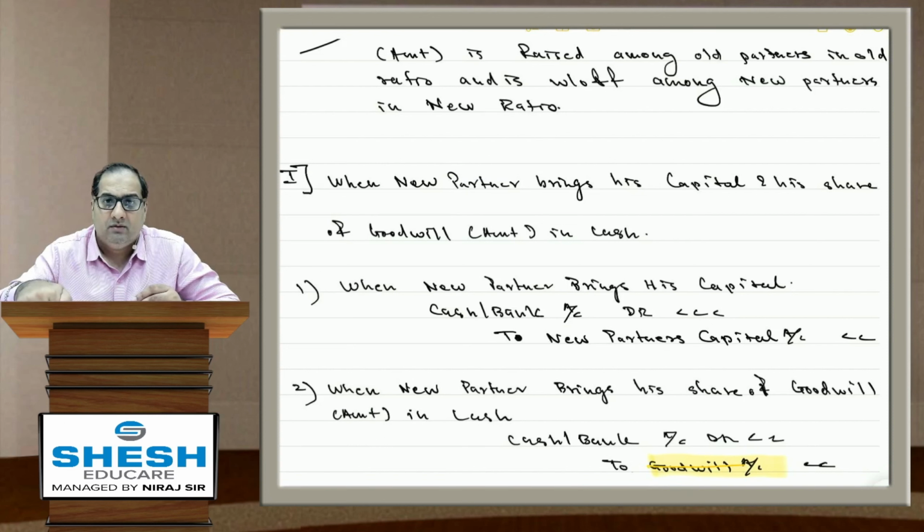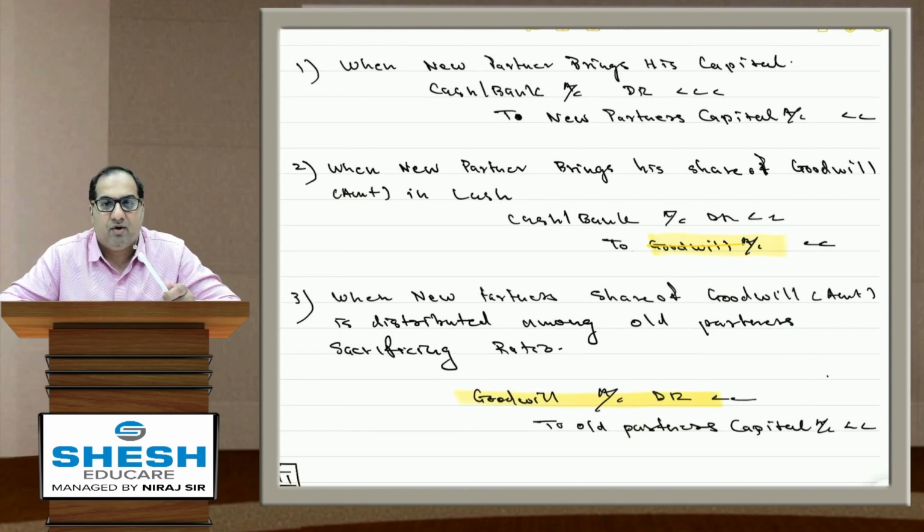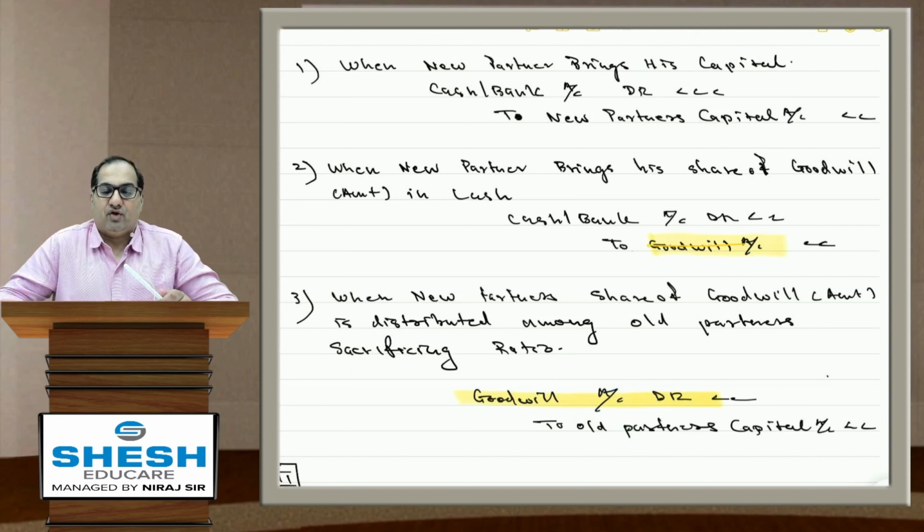इसके सिवा in some problem they will make you pass one more entry. This means the amount is payable to the old partners, goodwill amount. If they wish to withdraw, they can withdraw. So they may say their partners have withdrawn, so we'll pass one more entry: old partners capital account debit to cash or bank account. There is no goodwill entry.